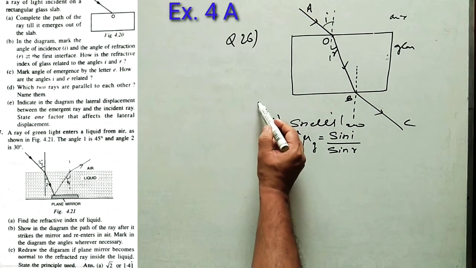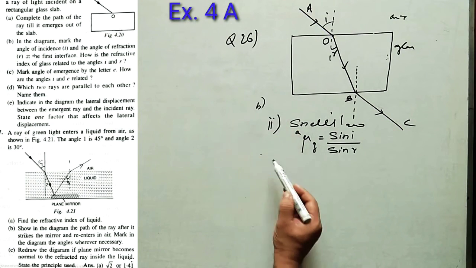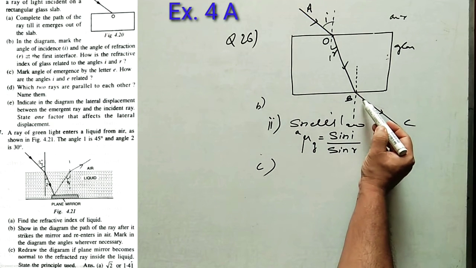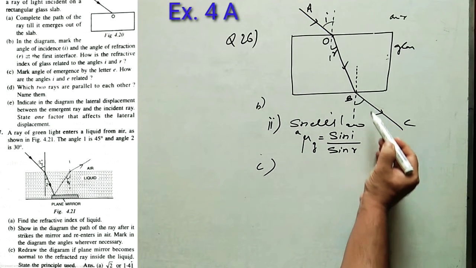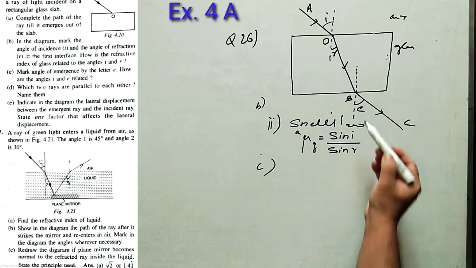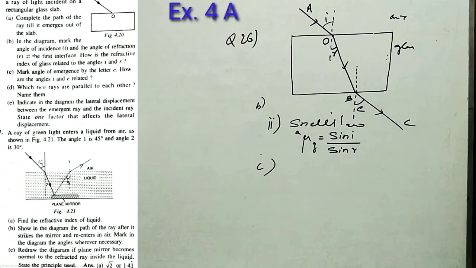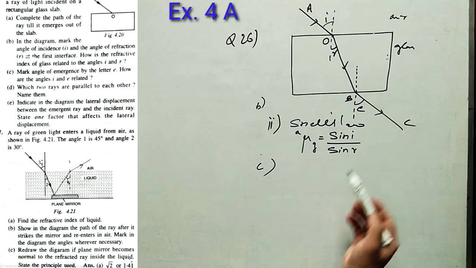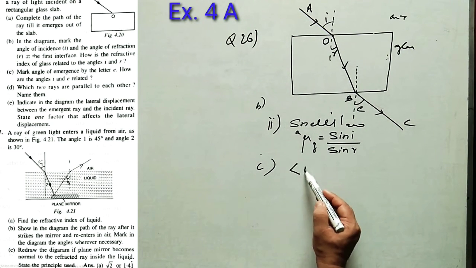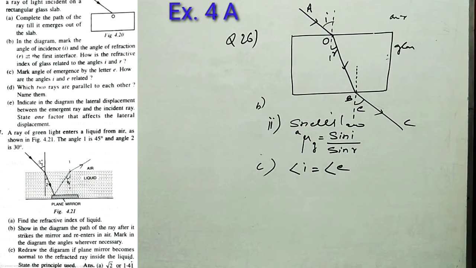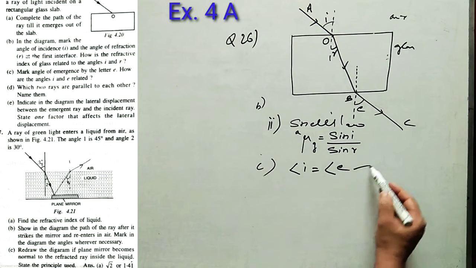Moving on to the C part. Mark the angle of emergence by the letter E. How are the angles I and E related? So I can mark the angle of emergence, the angle between the emergent ray and the normal. Angle of emergence is being marked as E. So what is the relation between angle I and angle E? In case of refraction through a glass slab, all of you know angle I is equal to angle E. Angle of emergence is equal to angle of incidence. Clear? So that's the relation.